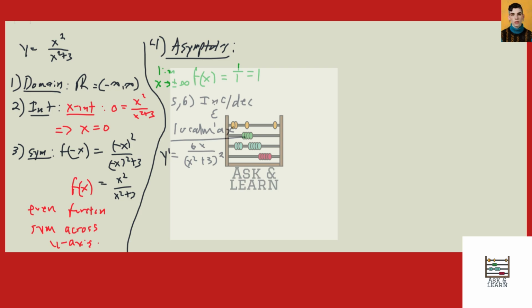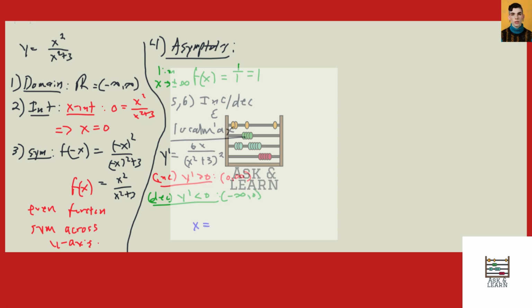So now, to figure out where our function is increasing, we want to find where y prime is strictly larger than 0. And this is going to be on from 0 to infinity. Then we want to find where this function is decreasing, which would be where y prime is strictly less than 0. And that's going to be from negative infinity to 0.